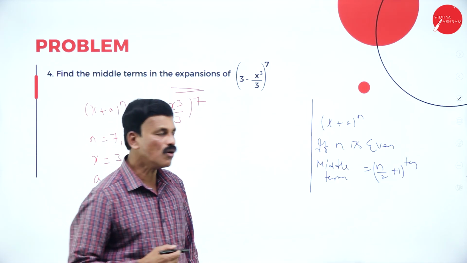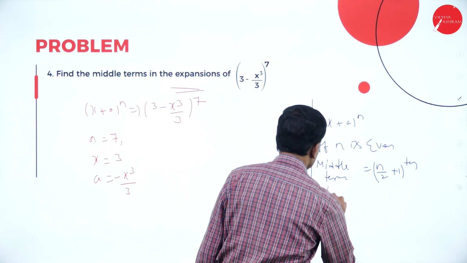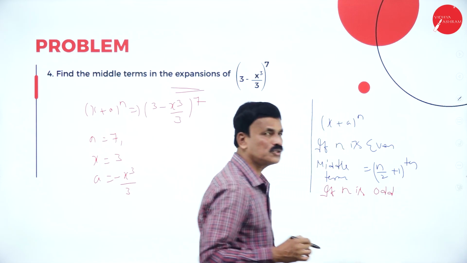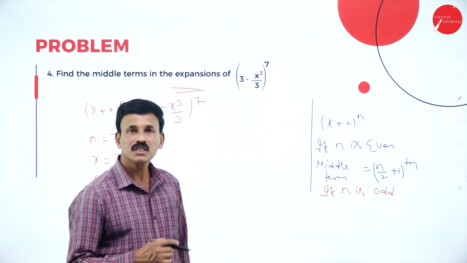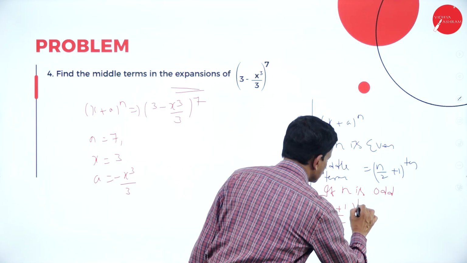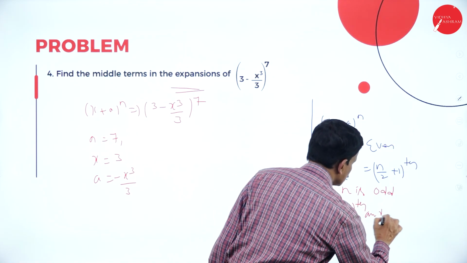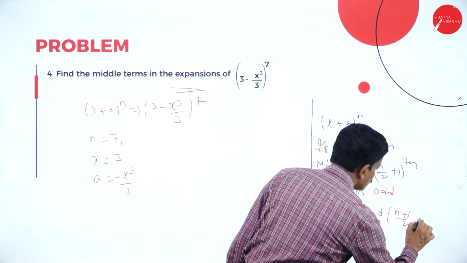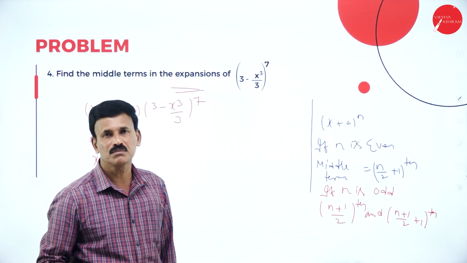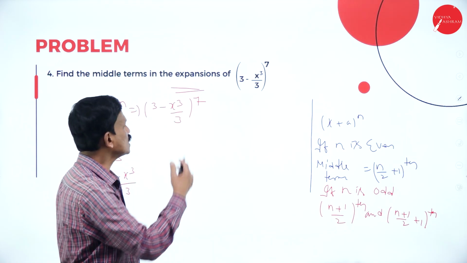Suppose if n is an odd number, then there are 2 middle terms. The 2 middle terms are (n plus 1) by 2th term and (n plus 1) by 2 plus 1th term. So there are 2 middle terms if n is an odd number. Now let us come to this example here.